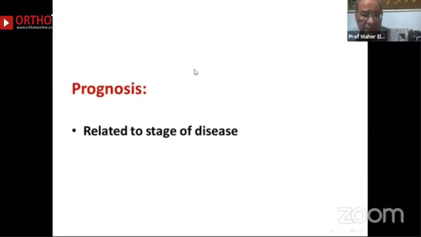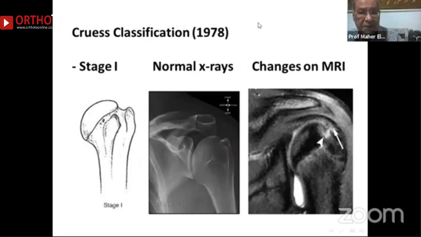The prognosis depends on the stage of the disease. So we shift to the stages. Ficat's classification in 1978 classified into 5 stages. Stage 1, with normal X-ray, and the changes are only seen on the MRI as this high signal area in the top of the head, just beneath the subchondral bone.